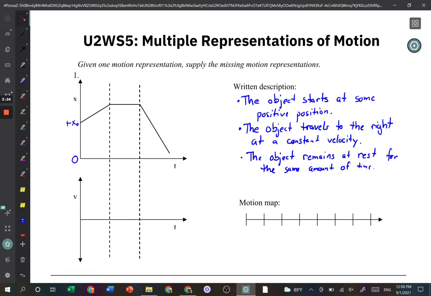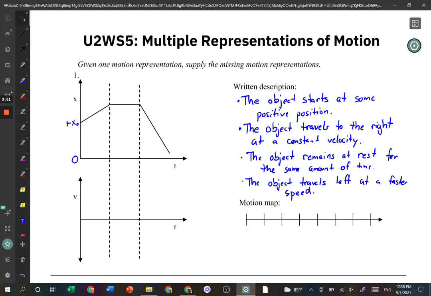Then in this last region, the position looks like it is decreasing. The object travels left, and because I can see that that slope is going to be steeper, even if it's a negative slope, I can say that the object travels left at a faster speed.